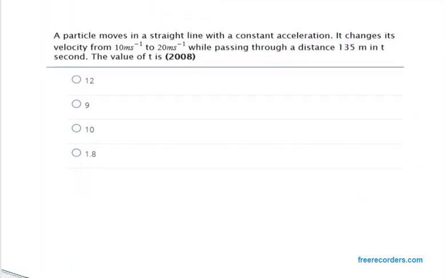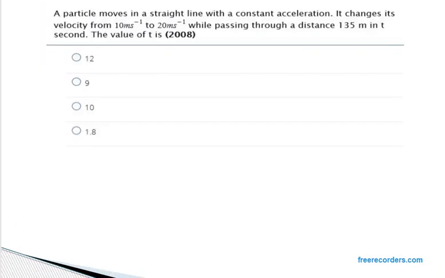Let's move on to the second question. It says a particle moves in a straight line with a constant acceleration. It changes its velocity from 10 meter per second to 20 meter per second while passing through a distance of 135 meter in t seconds. This question seems very simple, as you have already done this in 9th class.